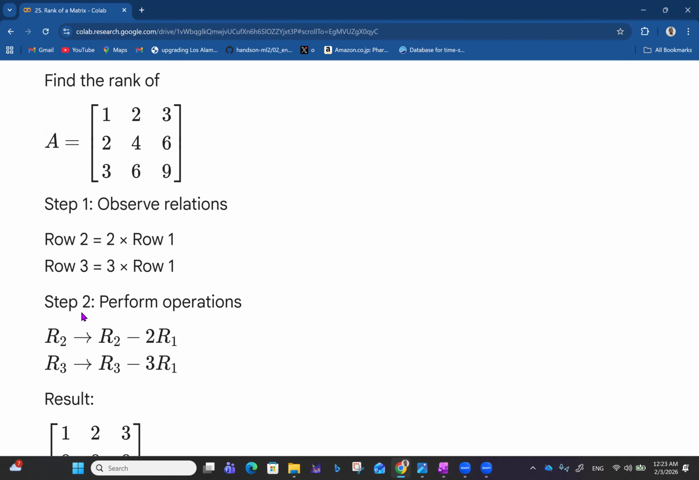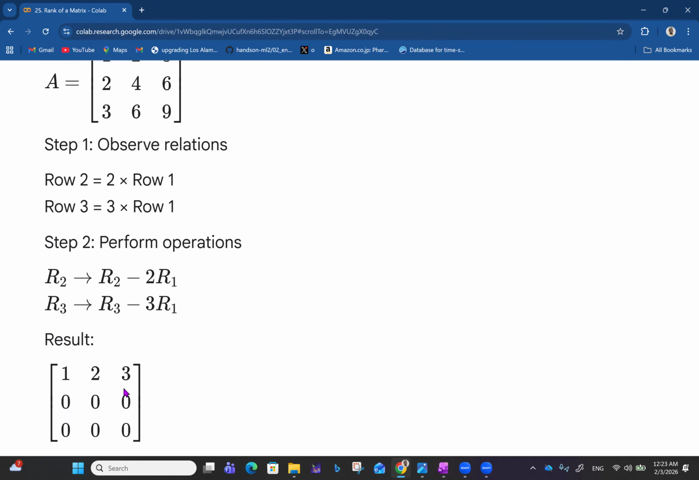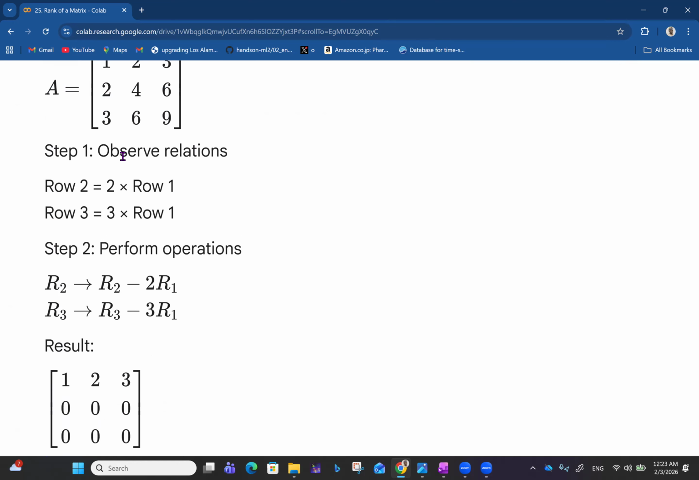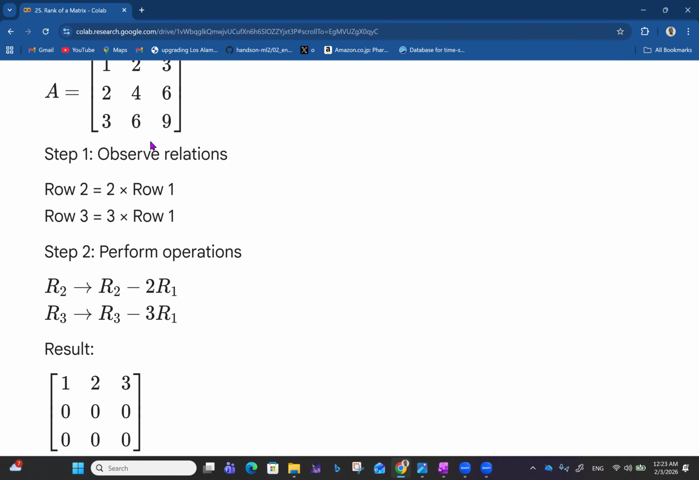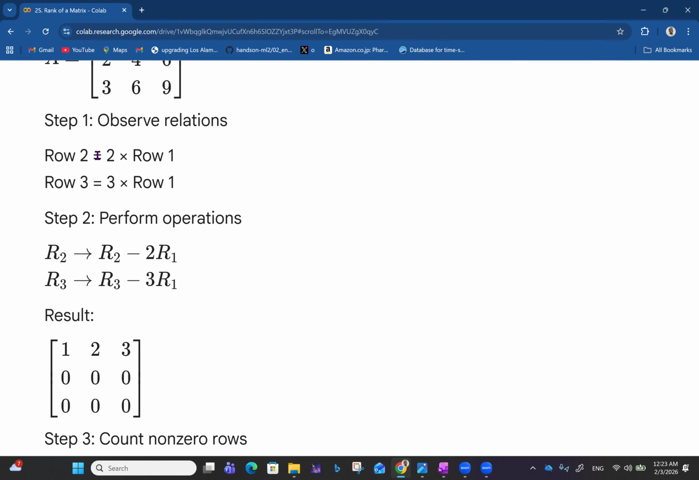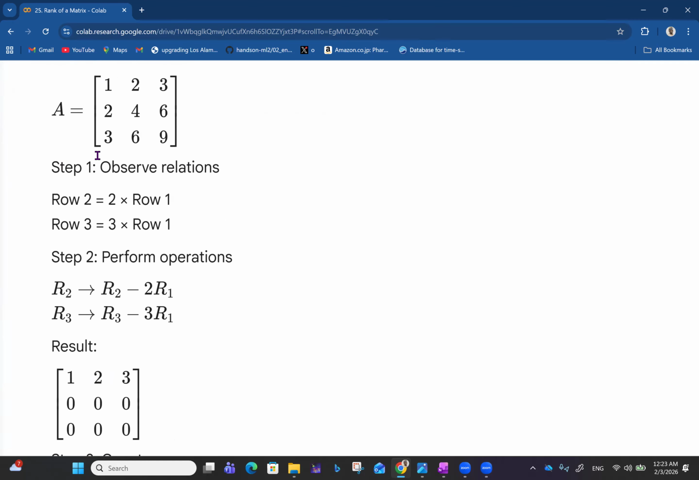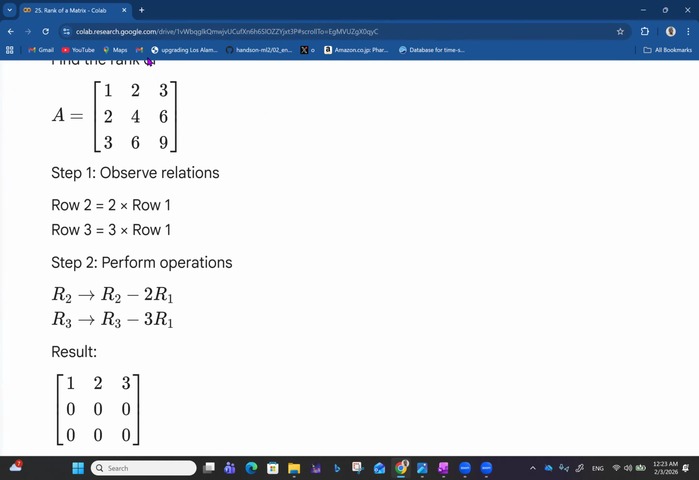For row 2, the new row 2 can be the old row 2 minus 2 times the old row 1. That's 2 minus 2 times 1, that'll be 0 down here. Then 4 minus 2 times 2, that'll be 0 here. 6 minus 3 times 2, that's 6 minus 6, 0 here. Then coming down here also, 3 minus 3 times 1, that's 3 minus 3, and that will be 0. Then 6 minus 3 times 2, that's 6 minus 6, another 0. 9 minus 3 times 3, that's 9 minus 9, 0.